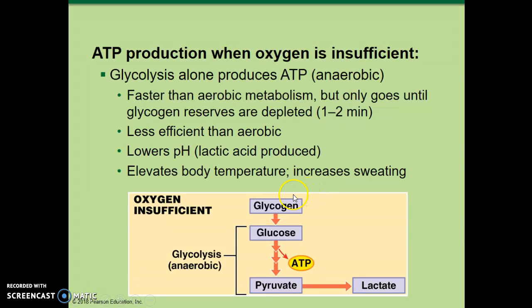ATP production when oxygen is insufficient, such as maximum effort of exercising. Glycolysis produces ATP through an anaerobic means. It is fast, but does not give a lot of ATP. It's less efficient. It produces that lactic acid. It elevates the body temperature and increases sweating.